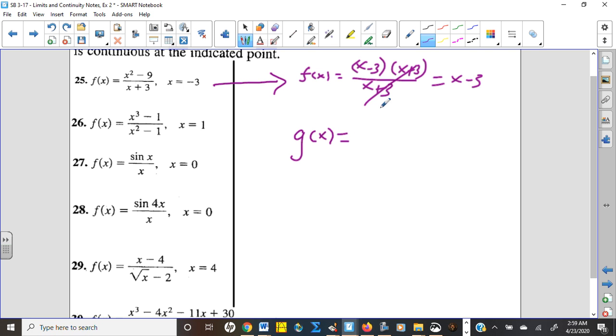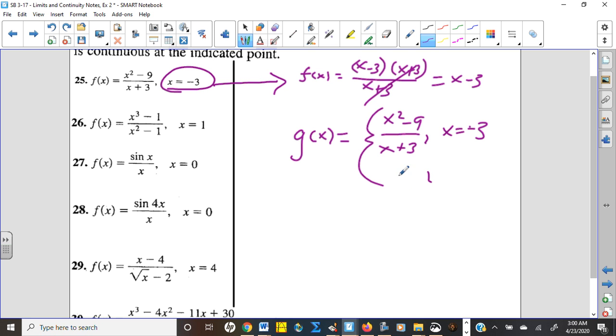Your new function is your old function everywhere except where the removable discontinuity is. If there's a non-removable discontinuity, like an infinite discontinuity, there's nothing you can do to fix that, so don't worry about it. But on these, they tell you where the issue is. Most of the time on the quiz, it's not going to. All right, you're just going to have to know that only the holes that create the removable discontinuities can be fixed. So at -3, we've got an issue.